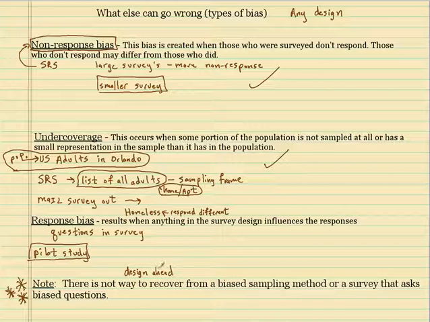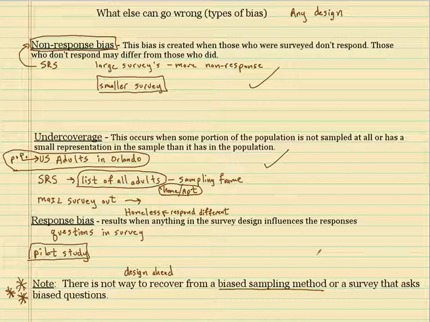Sampling methods are very tricky, because once you have a bad sampling method, or you have a bad question, there is no way to recover. There's no way to recover from a biased sampling method, or a survey that asks biased questions. Once you have a bad sample, you cannot switch it around and make it a good sample. It's done. The only way to fix it is to start over.